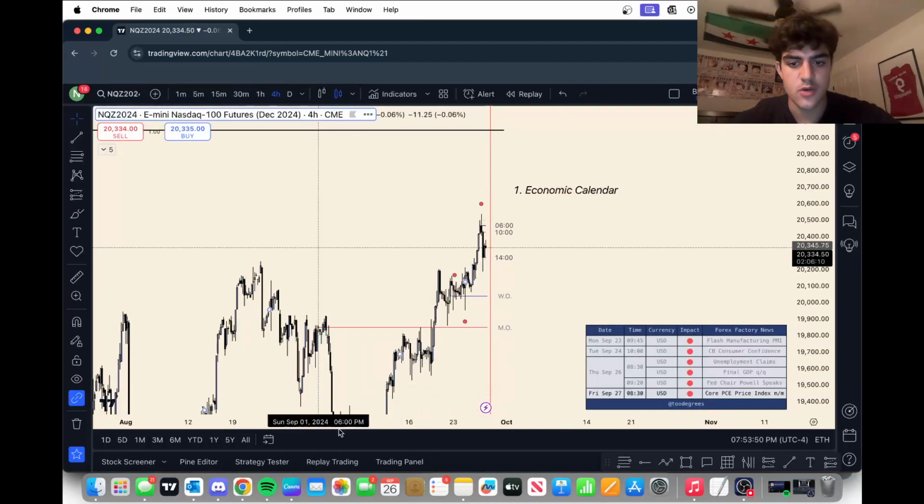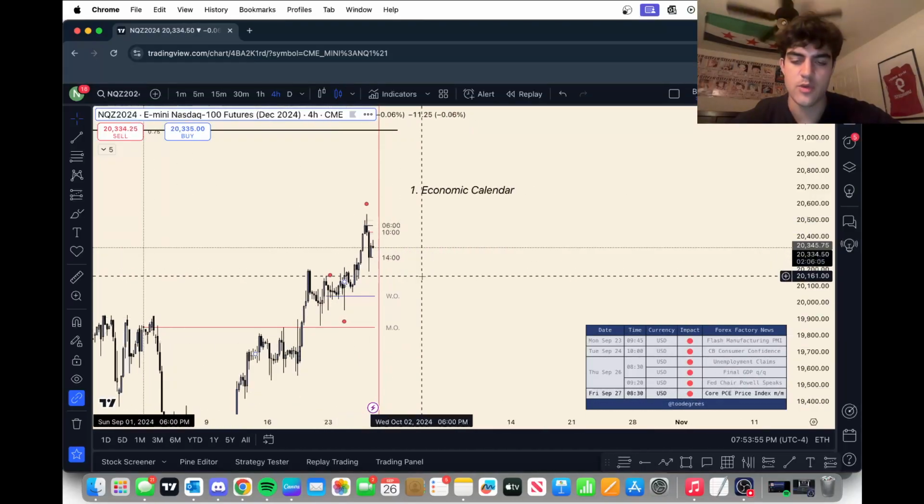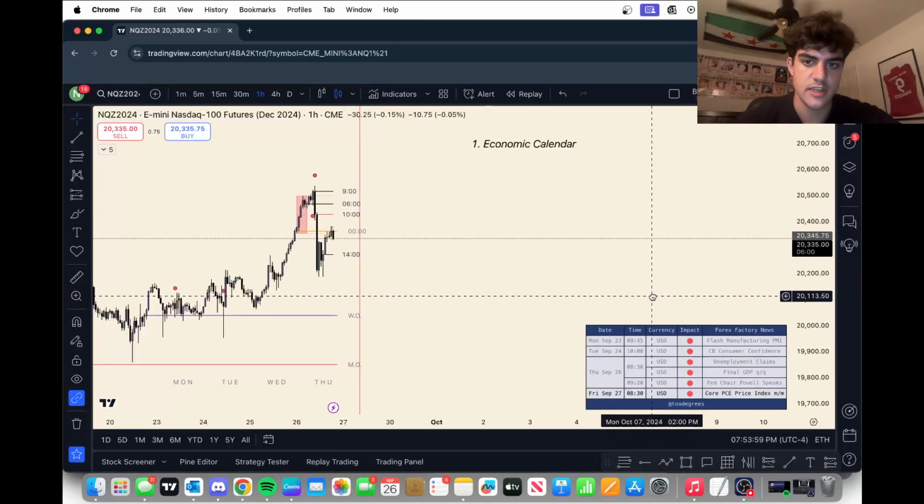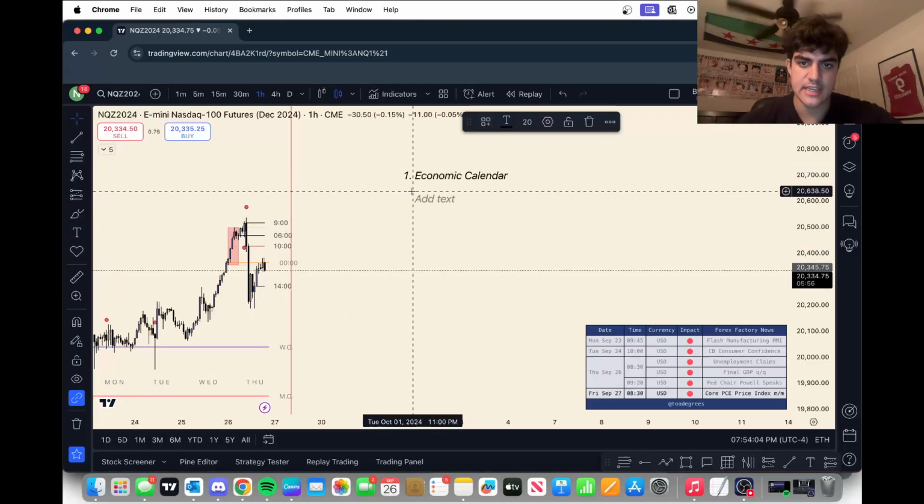And so it did, right? It did run higher. And that is what we wanted to see this week in order to lay the foundation of a potential sell model that comes later in the year. So economic calendar, like I said, is the first thing that you must understand.